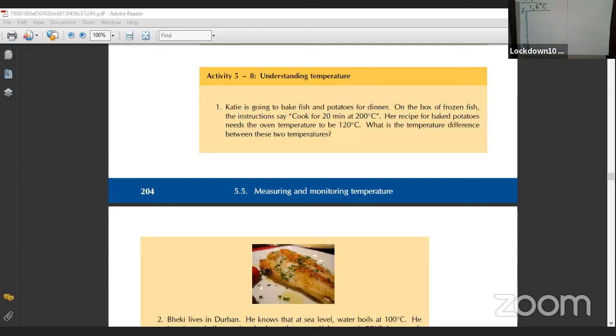A recipe for baked potatoes needs a temperature of 120 degrees. What is the temperature difference between these two temperatures? Now you are familiar with the difference, guys. I'm sure you can calculate it. What is the difference between these two temperatures?